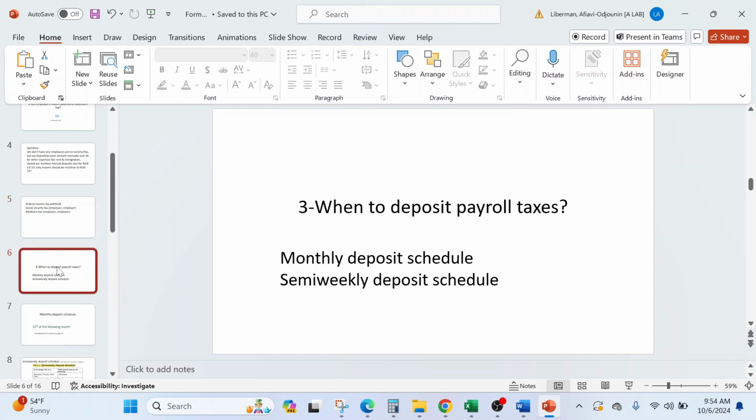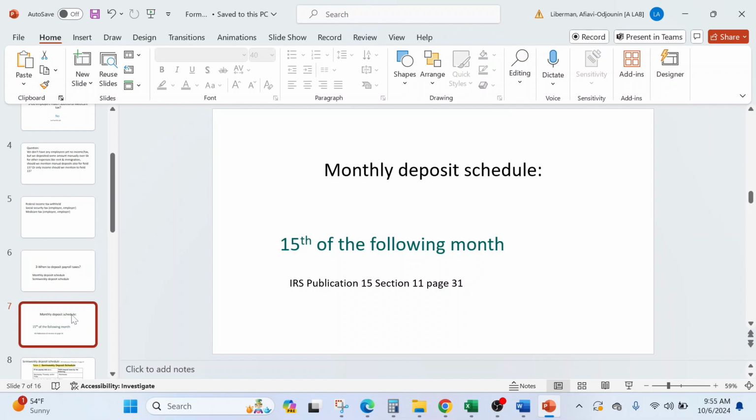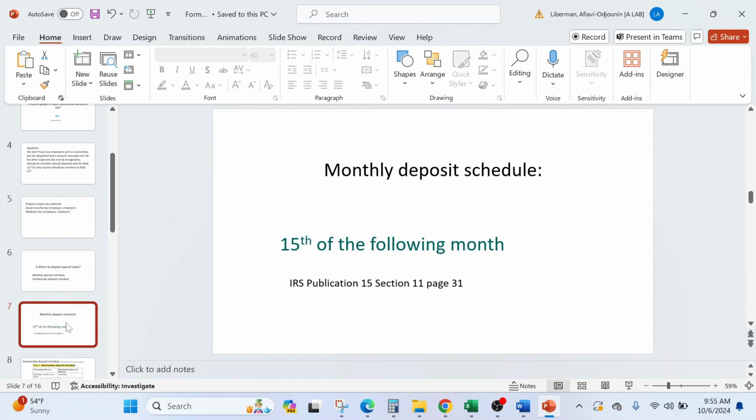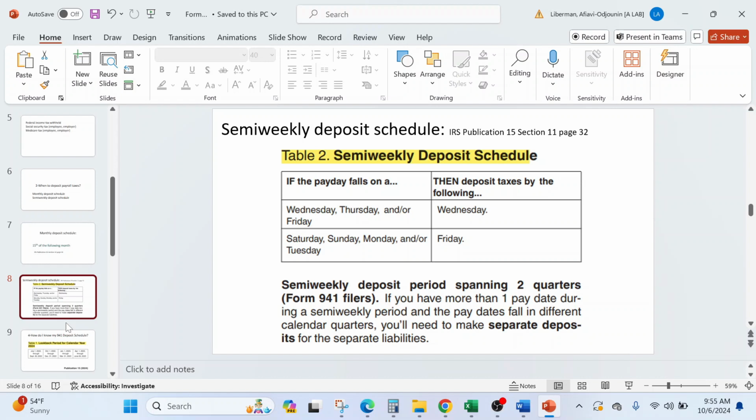So you need to know your deposit schedule. Is it a monthly deposit schedule or a semi-weekly deposit schedule? And you choose that at the beginning of the year. Depending on how you choose, if it is a monthly deposit schedule, then by the 15th of the following month, you need to make those payroll liability payments or deposits. You need to deposit them by the 15th of the month, and that is a monthly deposit schedule. As soon as the month is over, by the 15th in the next month, you make your deposit in your account. You log into your account and you make a deposit.